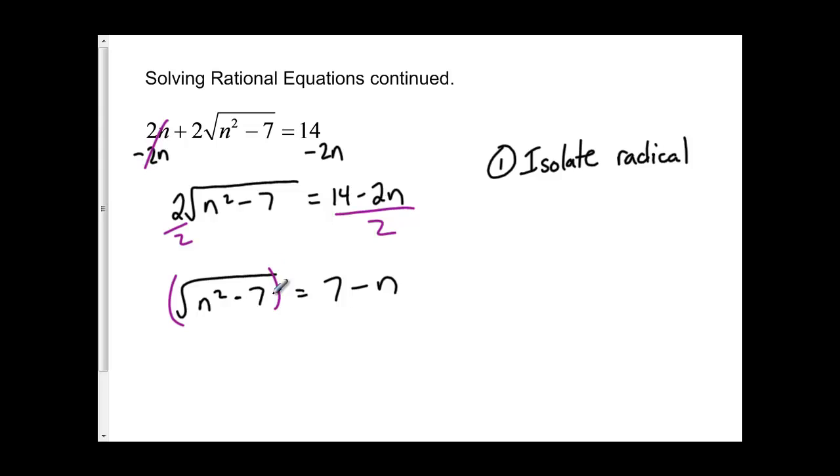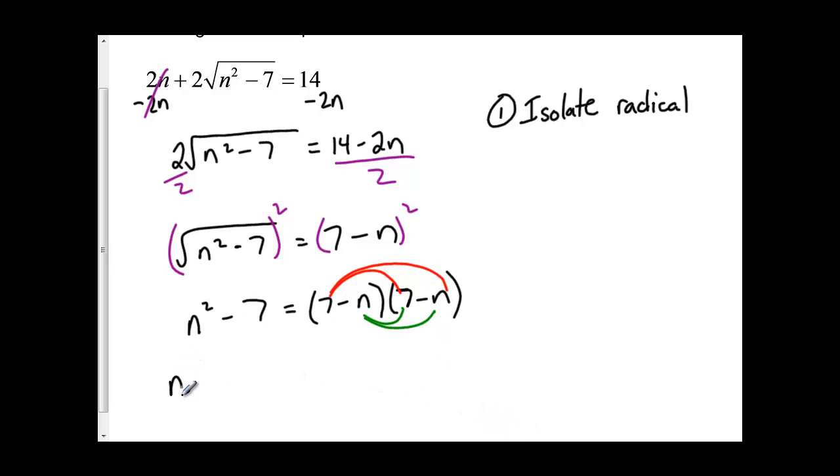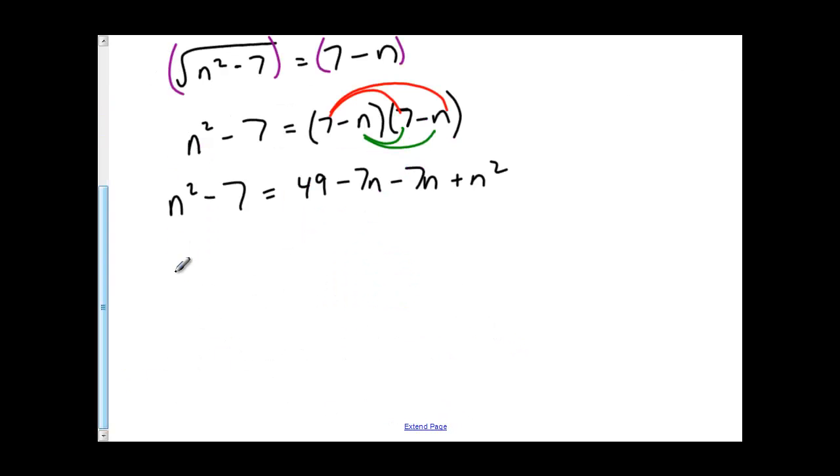Now to get rid of this radical, I'm going to square both sides. But you need to be cautious. When I square the square root, all that does is get rid of the square root. So I end up with n squared minus 7. But on the right-hand side, 7 minus n squared is 7 minus n times 7 minus n. And I need to multiply this out using the distributive property. So 7 times 7, 7 times negative n, and then negative n times 7, and negative n times negative n. So what that's going to result in is 49 minus 7n minus 7n plus n squared, which when I collect like terms is going to be 49 minus 14n plus n squared.